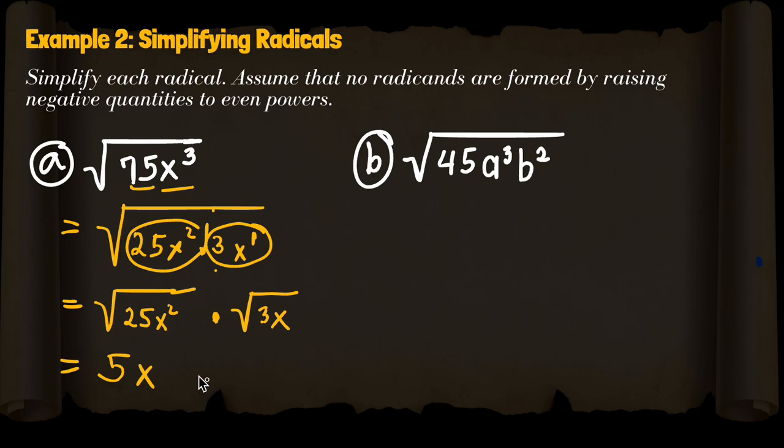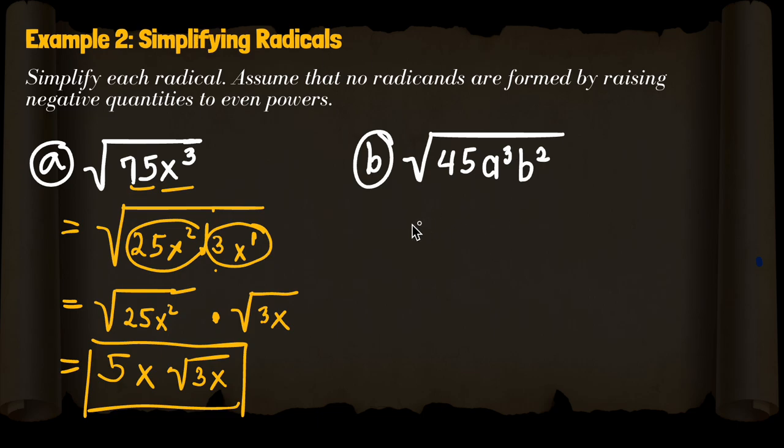Ang tanong, meron pa pwedeng i-simplify sa square root of 3x? I think wala, no? So, ibig sabihin, ang matitira dito is 3x sa kabilang side. By the way, when we simplify this particular expression, ito na yung pinaka-final answer natin: 5x square root of 3x. Again, yun gagawin natin kapag ganito yung naging problem natin.